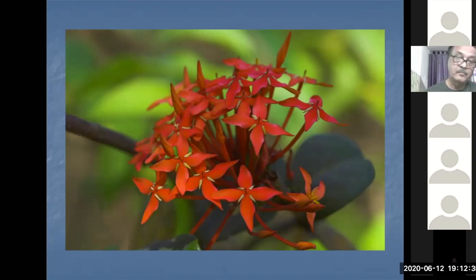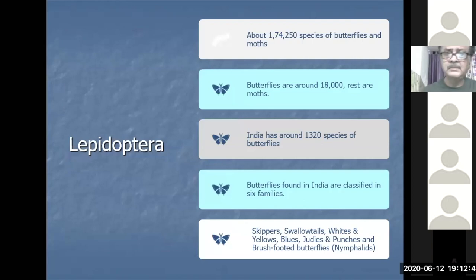If you look at the butterfly species all over the world, there's something like 1,74,250 species of butterflies and moths. And out of this whole lot, we have only 18,000 species of butterflies, and the rest are all moths. So moths are almost 10 times more. In India also, we have about 10 times more moths. We have butterflies around 1,320 species in India, politically, within Indian boundaries. Whereas the Indian region, including Pakistan, Bangladesh, Sri Lanka, Nepal, Bhutan, we got about 15,000 species.